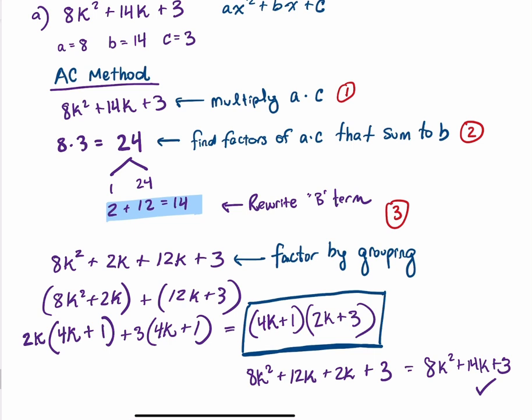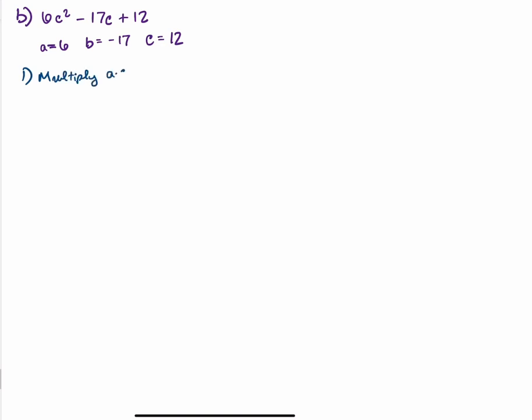Alright, let's try example B following the same process. Part B gives us 6c squared minus 17c plus 12. So this time our A term is 6, our B term is negative 17, and C is positive 12. So our first step is to multiply A times C. So for us that would be 6 times 12, which is 72.